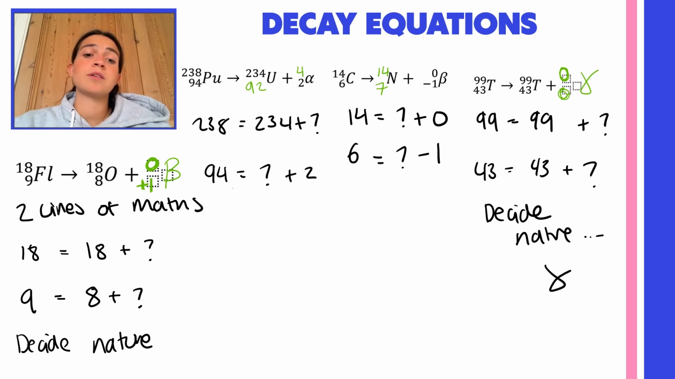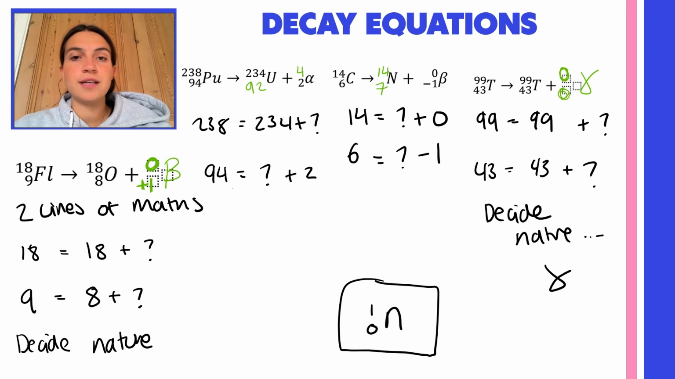The only other one that they could get you to do in these decay equations is use a neutron. So you should know that that has a symbol N and has a top number of 1 for its mass and a bottom number of 0 because it has 0 charge.